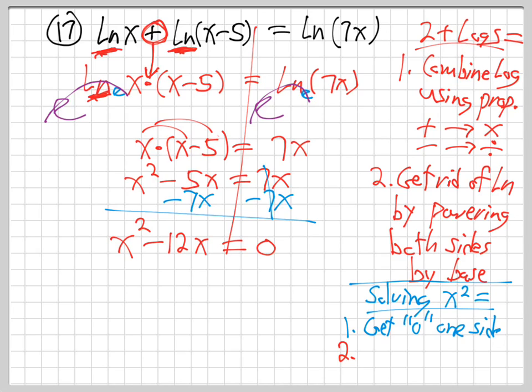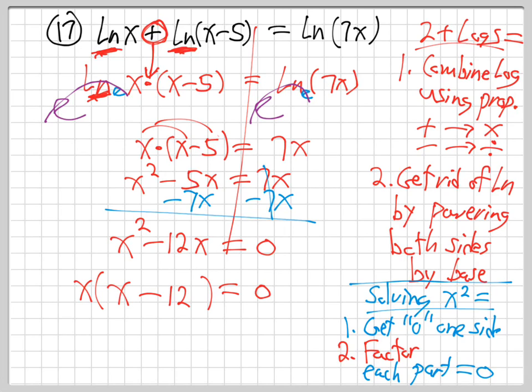Step two, factor or use the quad, but in this case we can just factor, right? You can just take out an x. Leaves x minus 12, right? Because that x could multiply and go back to x squared minus 12x. You see that? I just factored. And then each part equals 0. Meaning the x alone is 0.